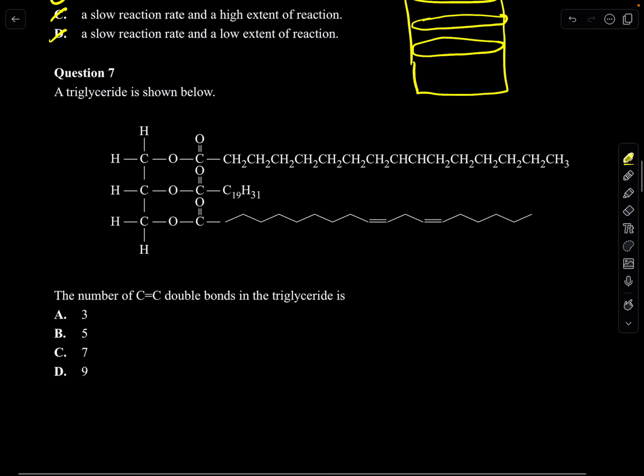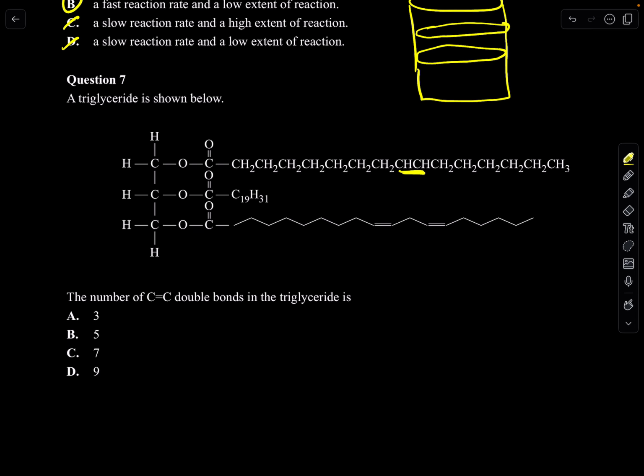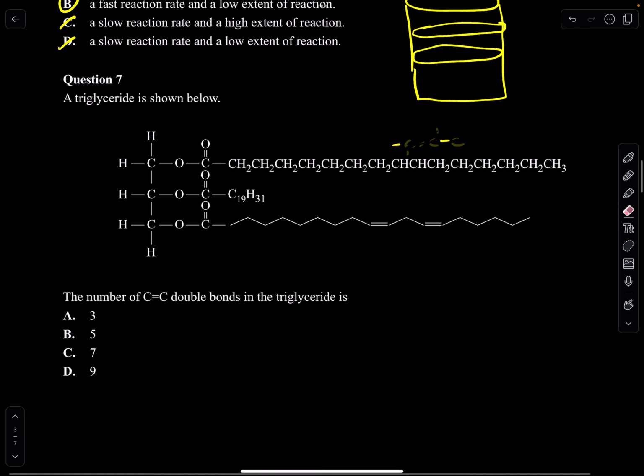Question 7. A triglyceride is shown below. The number of C=C double bonds in the triglyceride is what? All right, let's have a look at it. We can see there has to be a C=C double bond here, because of this part. It has to be C=C with 1 H, 1 H, so that's one double bond there. Let's just consider that as one.